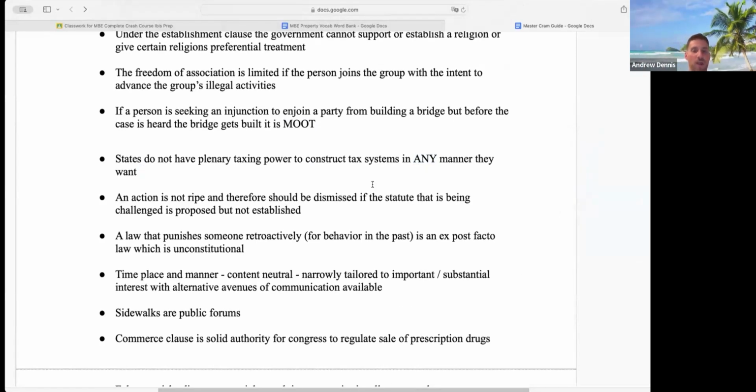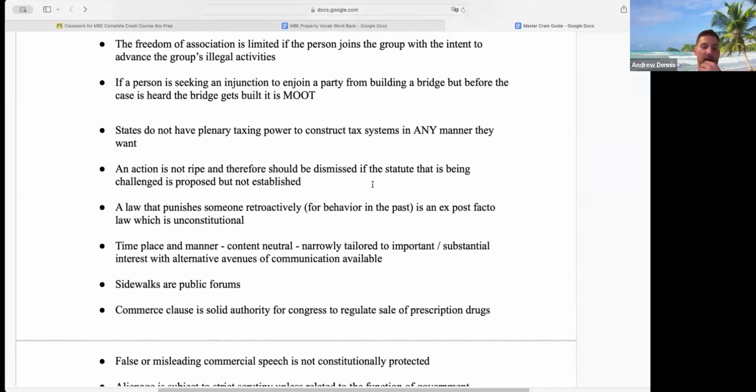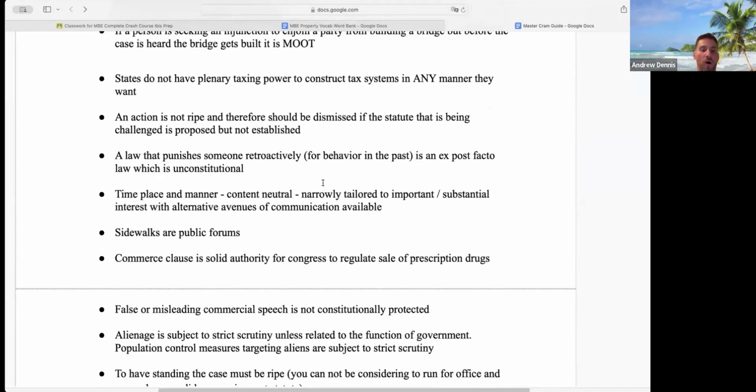An action is not ripe and therefore should be dismissed if the statute that is being challenged is proposed but not established yet. A law that punishes someone retroactively for behavior in the past is an ex post facto law, which is unconstitutional. Time, place, and manner, content neutral, will be subject to narrowly tailored to an important or substantial interest with alternative avenues of communication available.